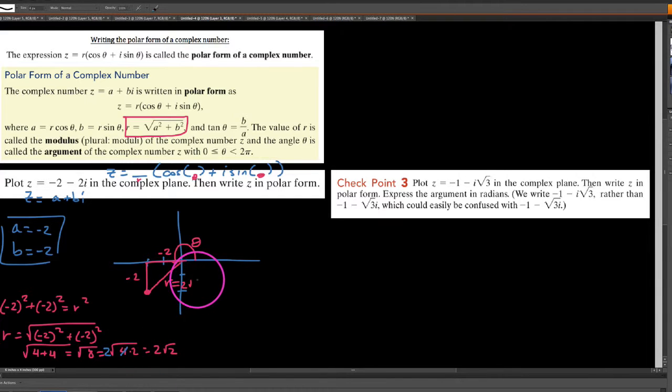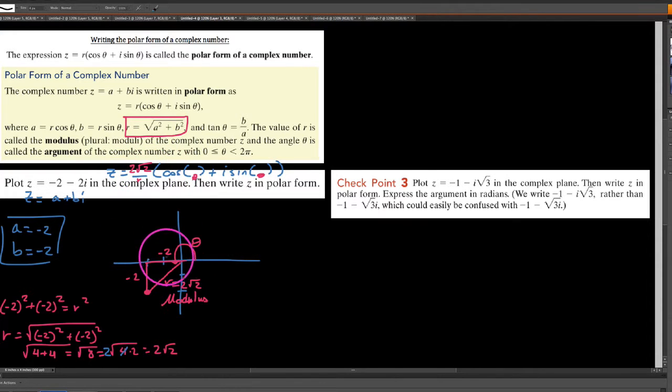is the value of our absolute value here, our modulus, or the distance from this point back to the origin. So in terms of writing this number in polar form, we can go ahead and write this out front. We say 2 root 2. You could even write the square root of 8.